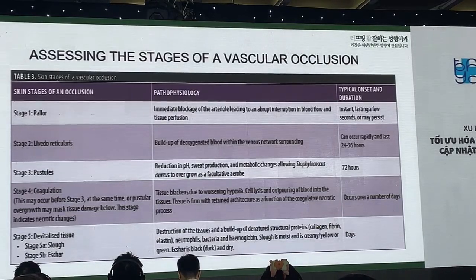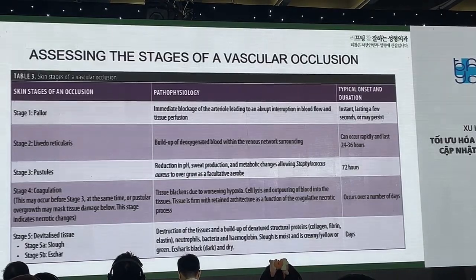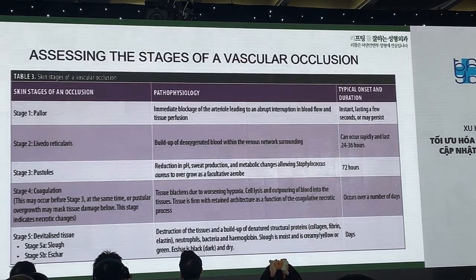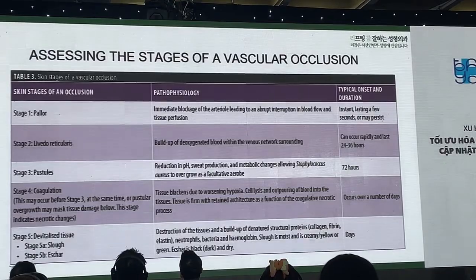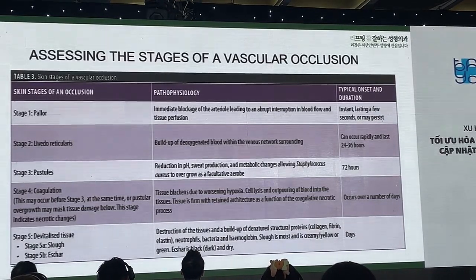The 5 stages are pallor, livedo reticularis, pustule, coagulation, and devitalized tissue or eschar formation. Let's go through each one step by step.